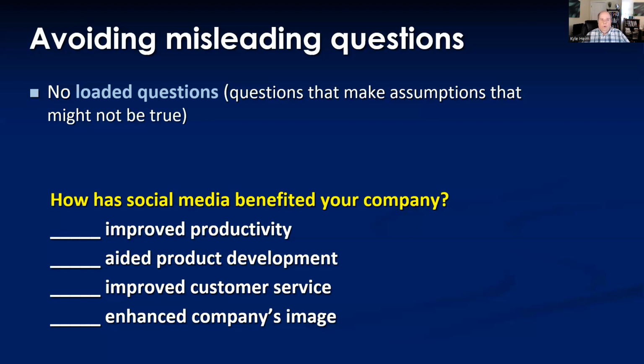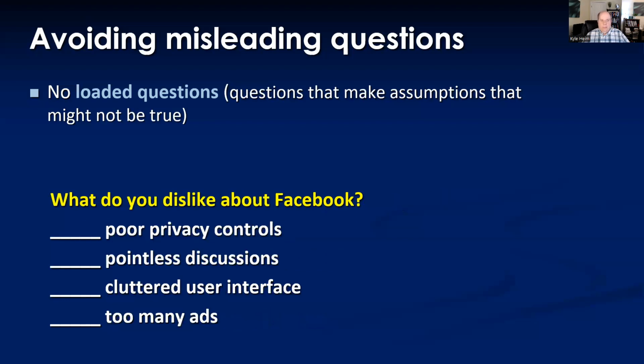Let's look at one more example. What do you dislike about Facebook? And you've got the options there, four options to be exact. What's the problem here? Well, the question assumes that they do dislike Facebook. Maybe they don't dislike anything at all about Facebook. They think Facebook is awesome. So once again, you are making assumptions about the people that you are surveying.